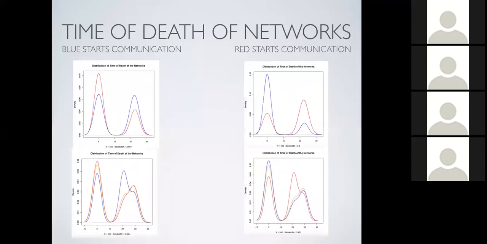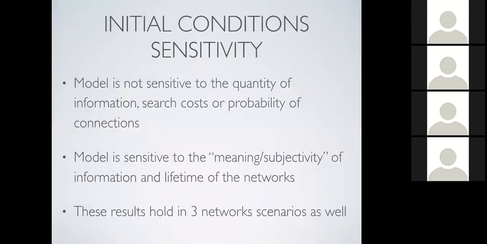And I'll skip some of these other results to some final conclusions and some validations with some genetic data or morphogenesis data. And we can say basically that the model is not sensitive to the quantity of information or the search cost or the probability of connection. So all those parameters that we can switch and sweep in so many ways, we cannot link them to the final results, meaning that the results are robust, right, to the initial conditions.